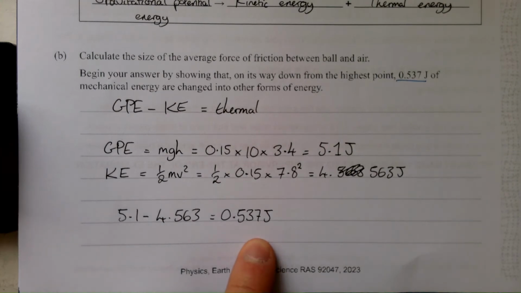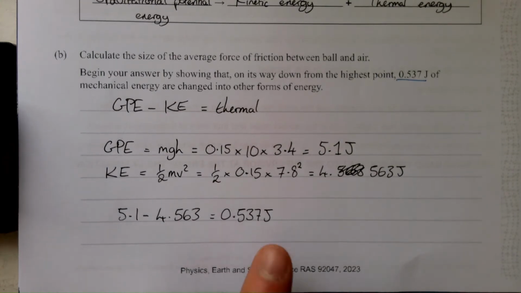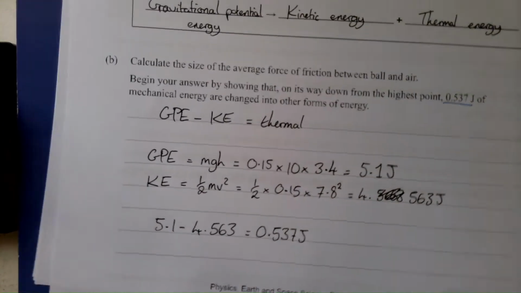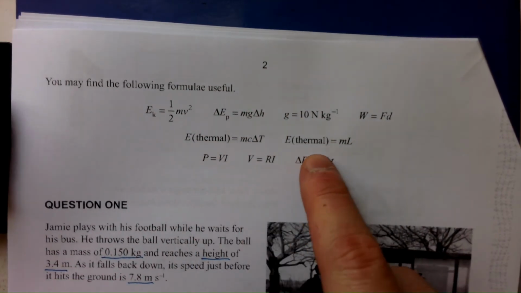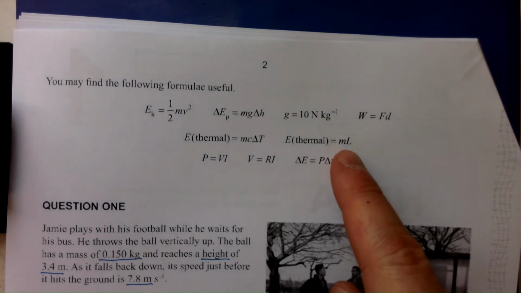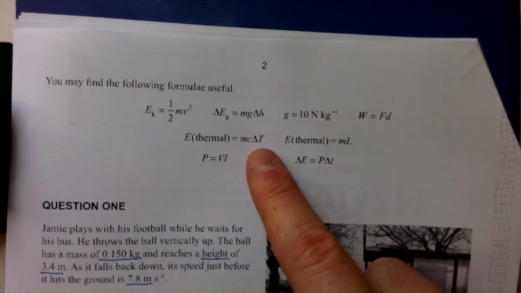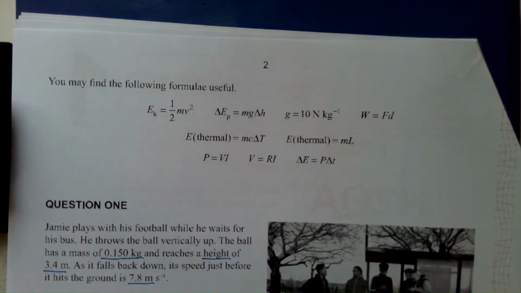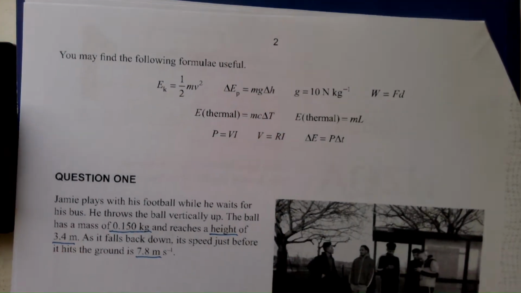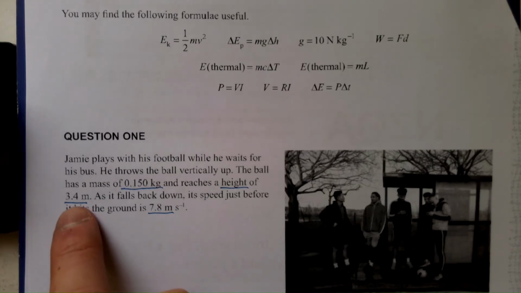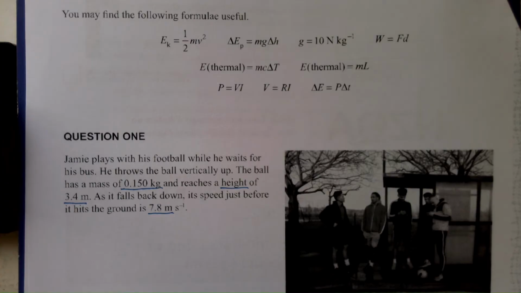This is technically thermal energy. However, it's not going to make sense for us to use the equations that are labelled thermal energy here, because we don't know any latent heat, we haven't been given the specific heat capacity, and there are no temperatures mentioned. We're going to use a slightly different one. We know that the ball has fallen by 3.4 meters, and we're asked to work out the size of the force acting on the ball.